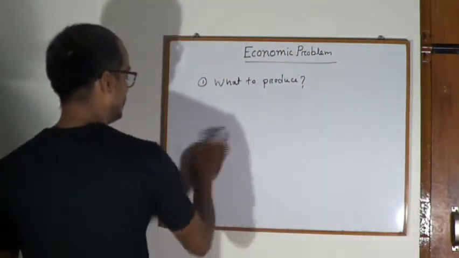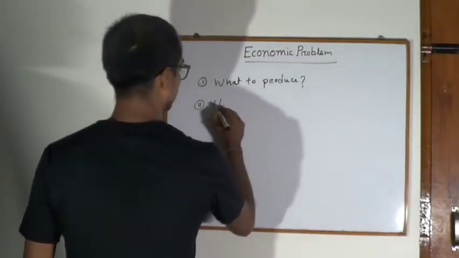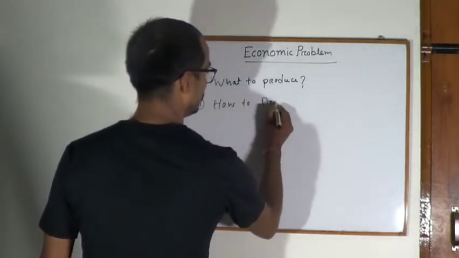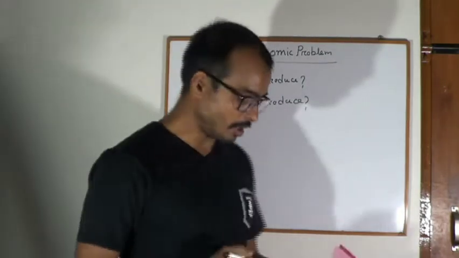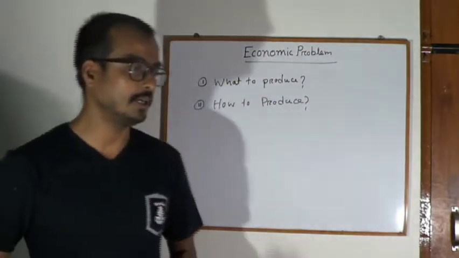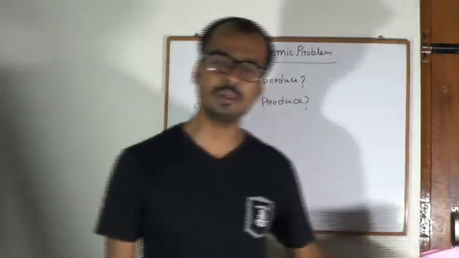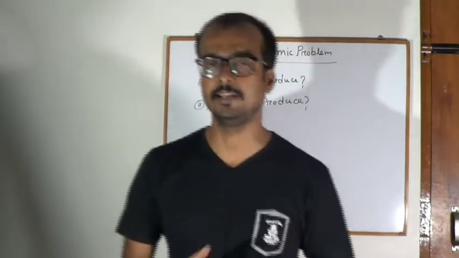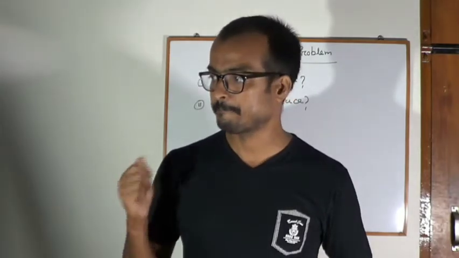The second problem is how to produce, or the problem of selecting production technology. What does it mean? A particular work can be done by various methods.